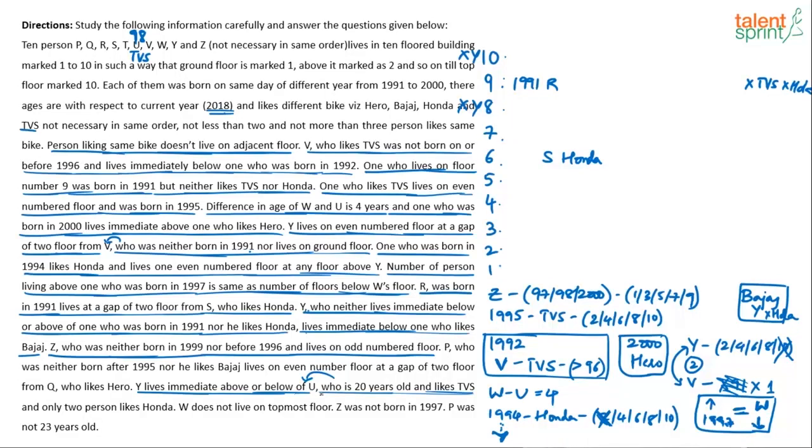And Y is immediately above or below U. So Y and U are together. I can write it in this fashion: Y and U can interchange their positions, but they are together. Y is either above U or below U.